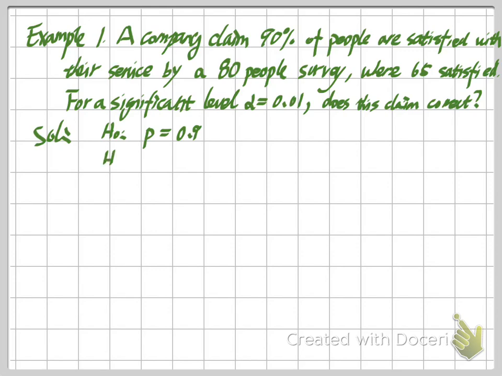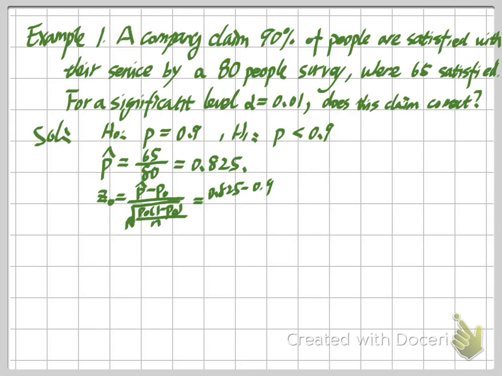And then for our H1, we have three different ways to write it. But because this question is about whether 90% are satisfied with their service or not, here for our H1, we care more about the case that looks like this. So we will have this equation, and with the calculator we get the final answer: Z0 is negative 2.24.